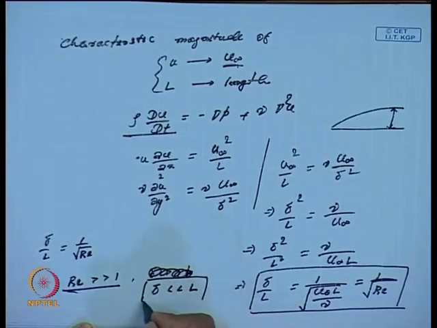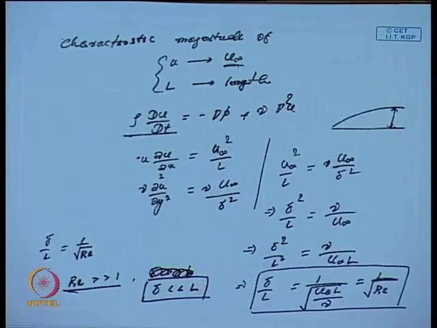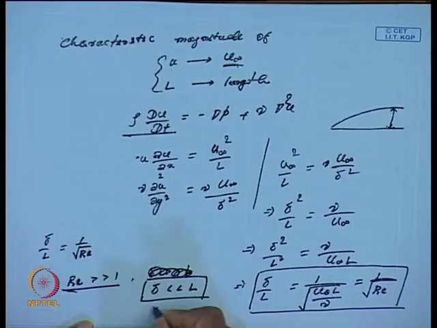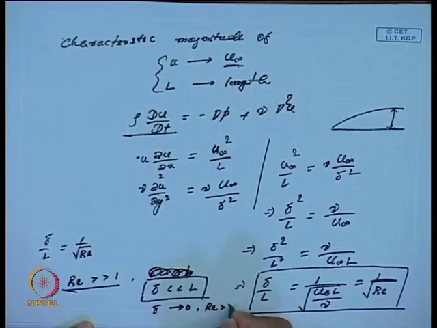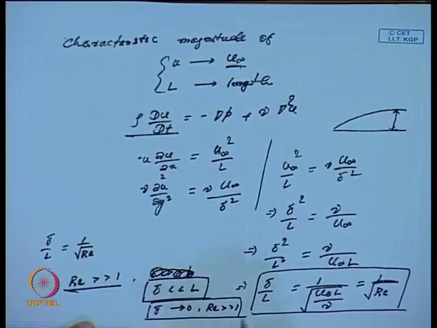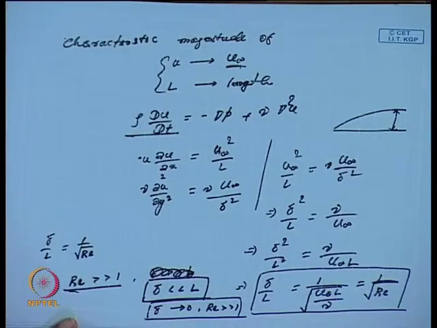So, that means the boundary layer thickness is a very small number for high Reynolds number, and delta will tend to 0 when Re becomes much greater than 1. So, that is what we have got from here. Now, with this understanding I will derive what the boundary layer equation says.